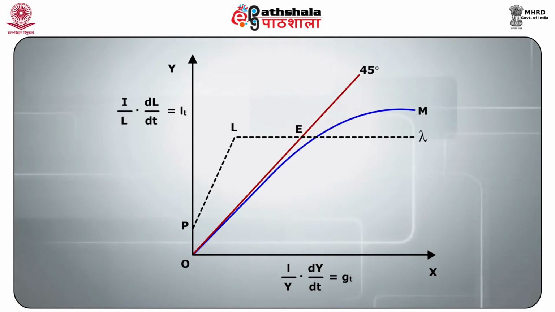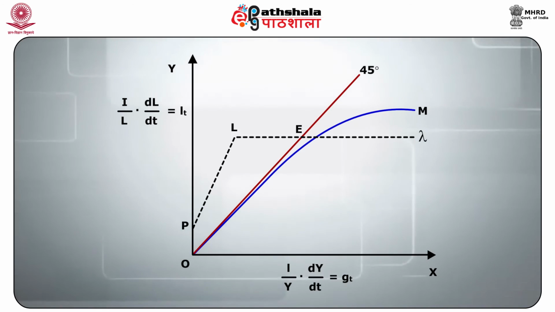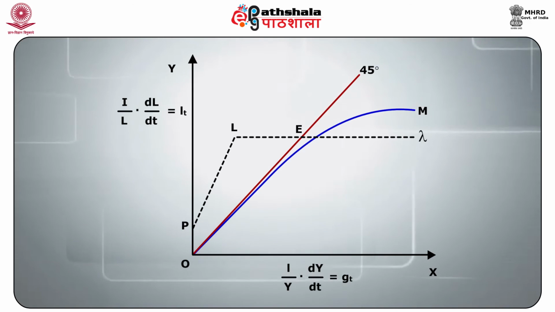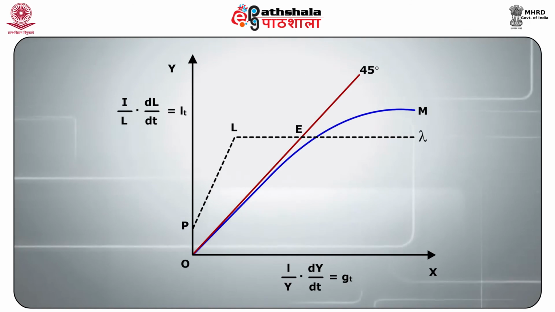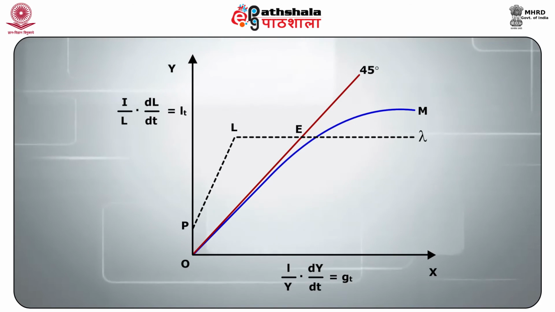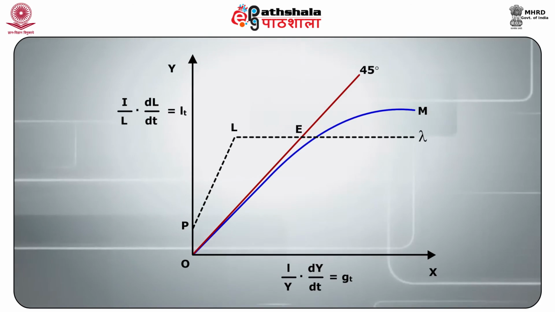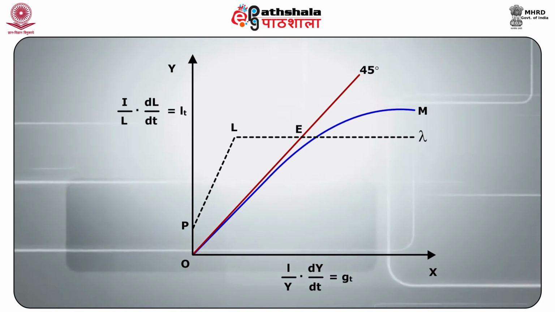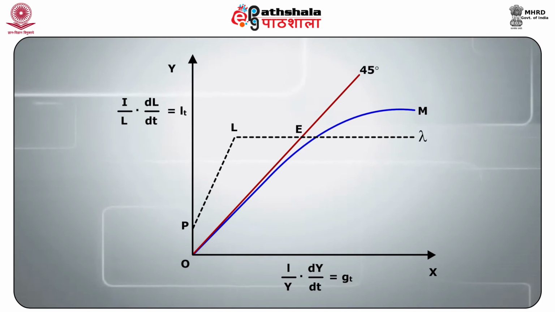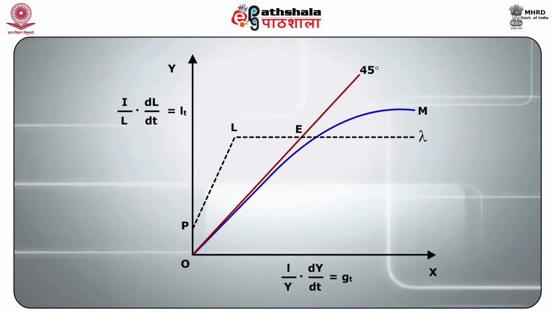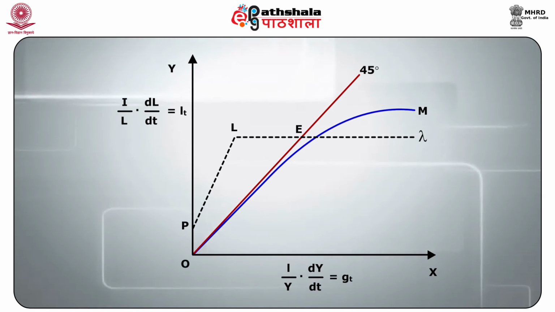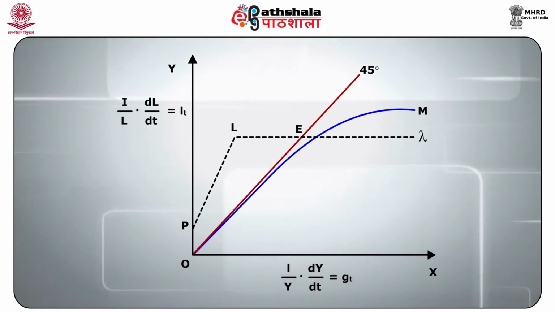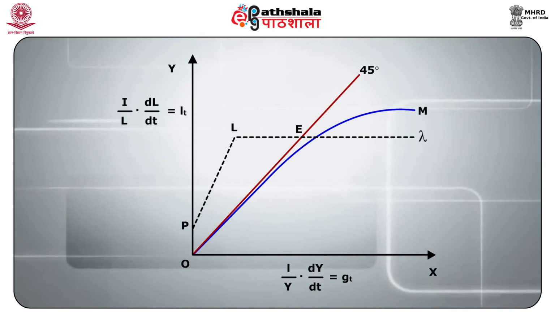Now, in figure on horizontal axis, we are showing growth rate of income. On vertical axis, we have the growth rate of population. Curve OM is the growth rate of income. Curve P L lambda is the curve showing the growth rate of population. As the growth rate of income increases, growth rate of population also increases till it approaches lambda.